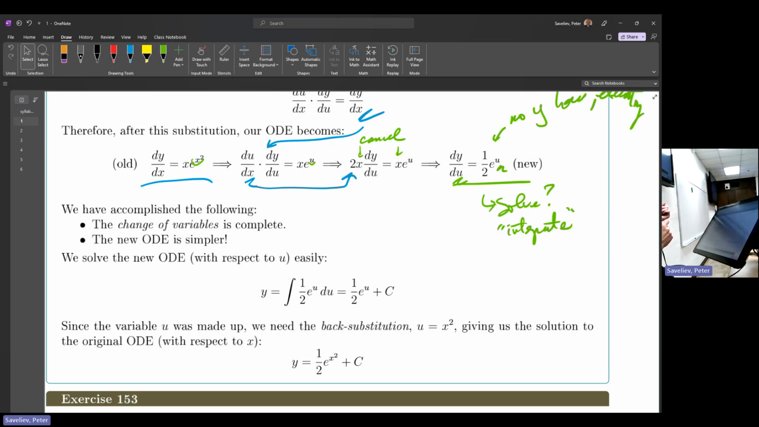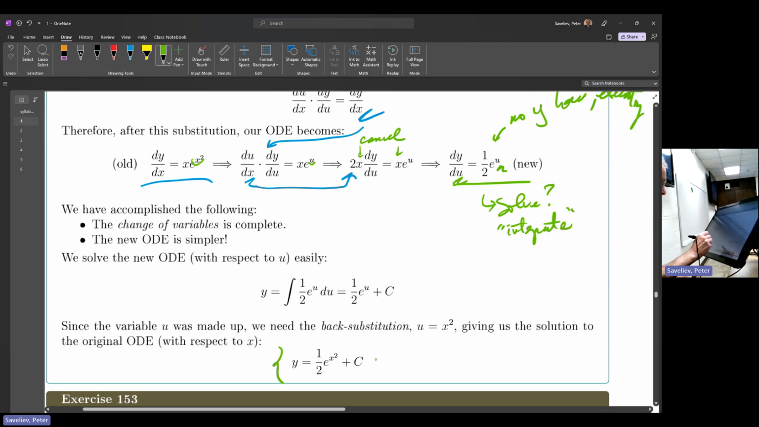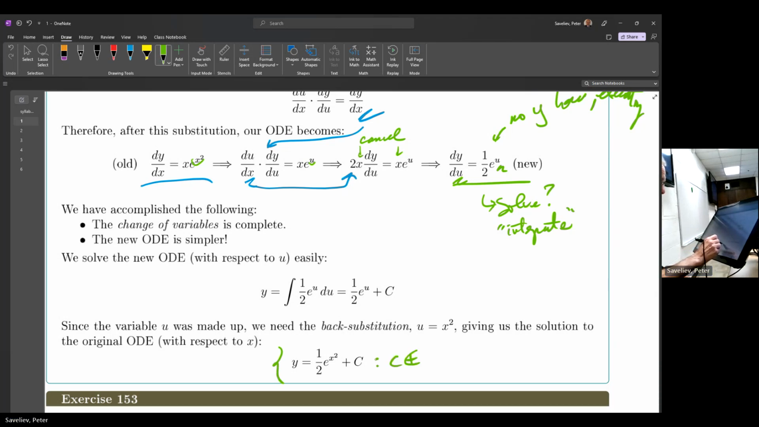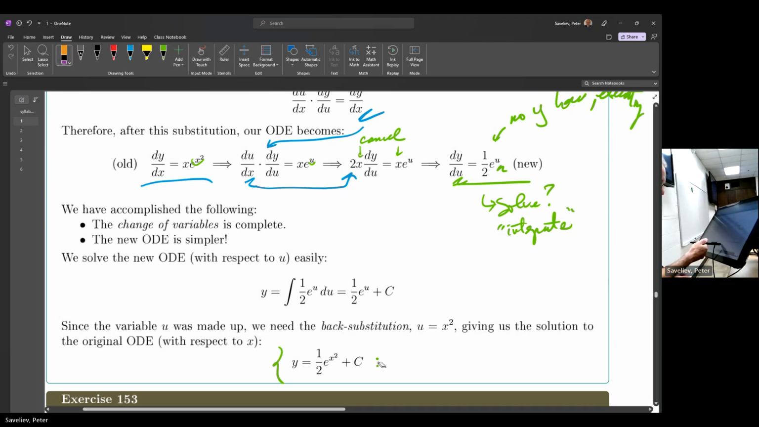Everyone with plus c, no matter what c is, is a solution of our differential equation, firstly, and secondly, there are no others. So this is the complete solution. This is the solution set. You can put it like this: c real. So this is the solution set.